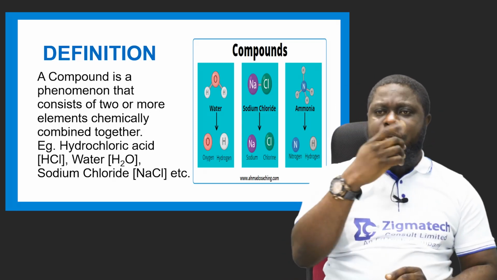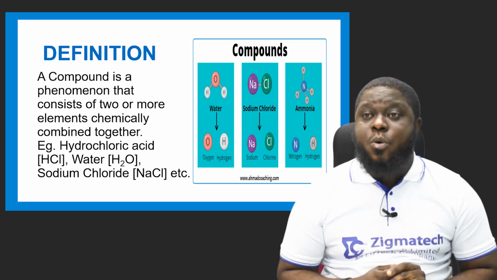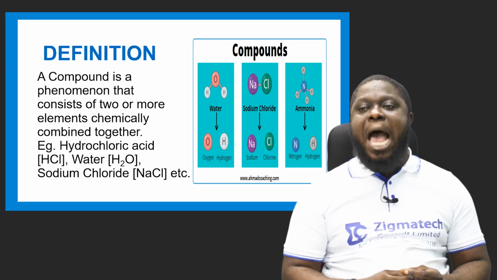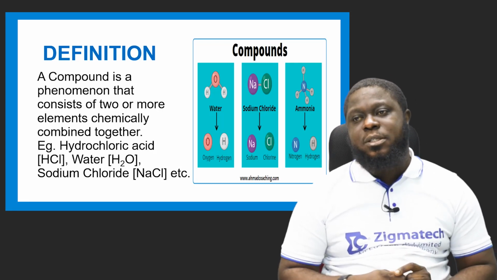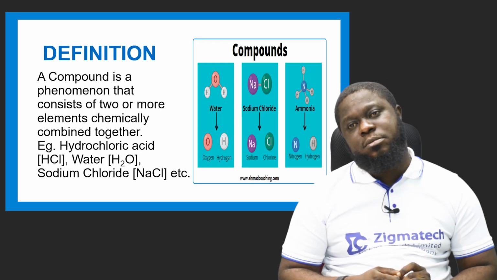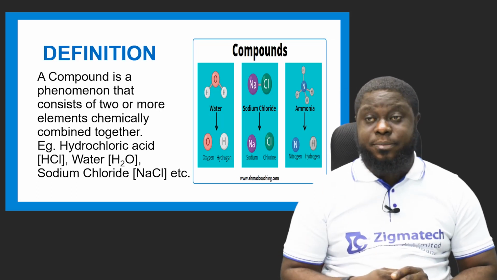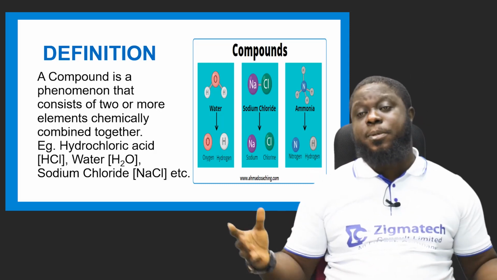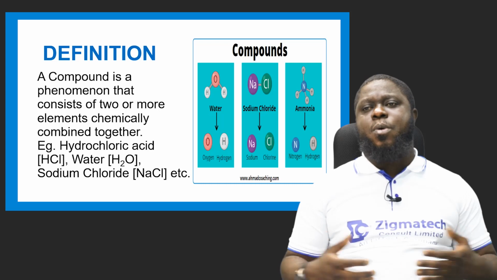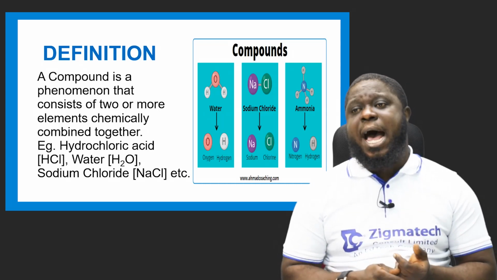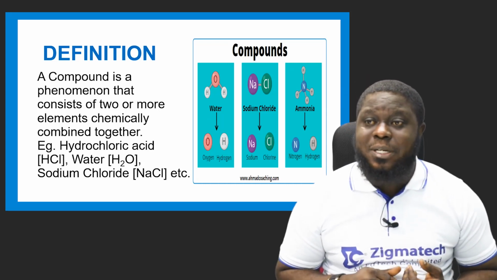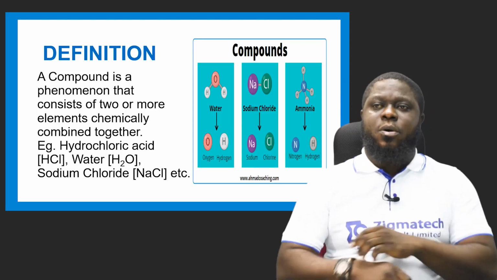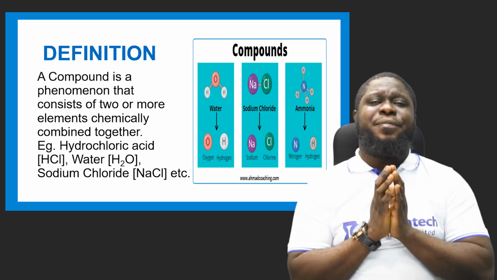If you check, we see water: hydrogen and oxygen. We see sodium chloride: sodium and chlorine. We see ammonia: nitrogen and hydrogen. As you can see on the screen, and you see their formulas. 2 hydrogen, 1 oxygen, H subscript 2 O; 1 sodium, 1 chlorine, NaCl; and 3 hydrogen, 1 nitrogen, NH subscript 3, sorry. So, you must understand, like I said, it is a phenomenon.